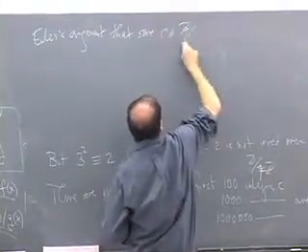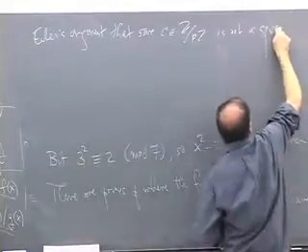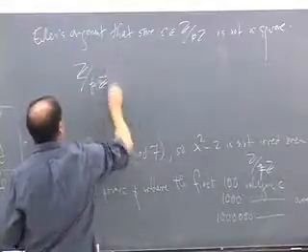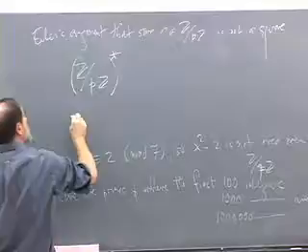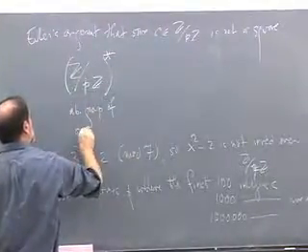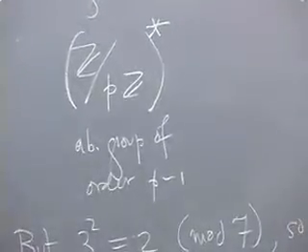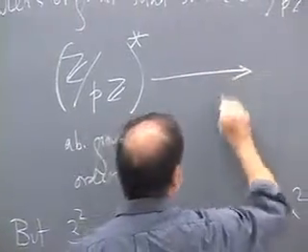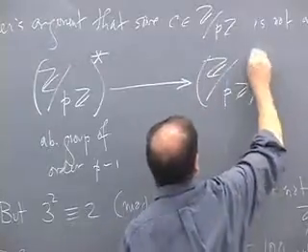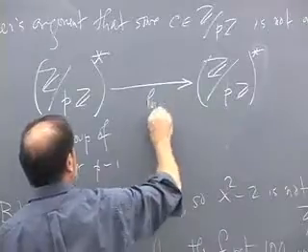Some c in Z mod pZ is not a square. Well, Z mod pZ star, that's the non-zero elements, is an abelian group of order p minus 1. And we consider the map from this group to itself. Call it a homomorphism. Let's call it H.